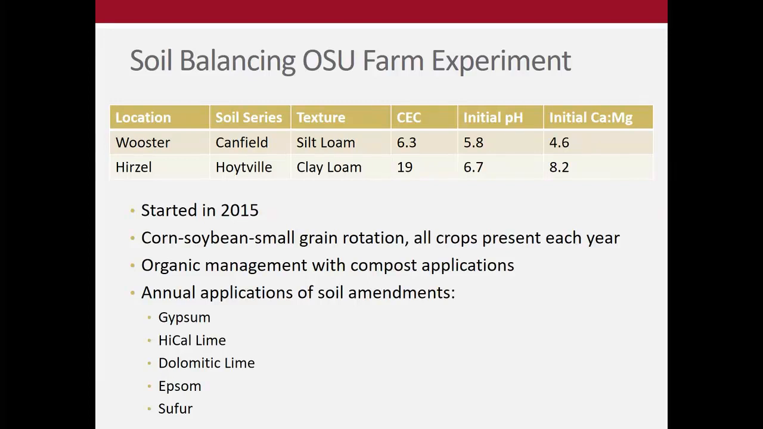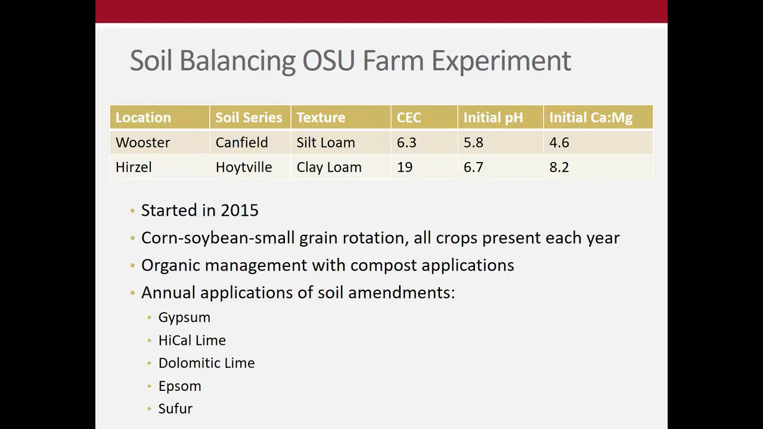Our second site was at a farm called the Hirzel Farm, on a Hoytville clay, or a Hoytville clay loam, so that's typical of soils of this part of Ohio. It has high cation exchange capacity. The initial pH on this site was pretty high, above 6.5. And our initial calcium-magnesium ratio was also quite high at this site.